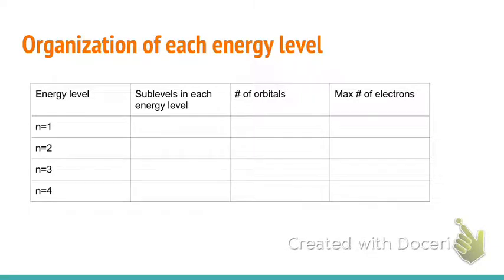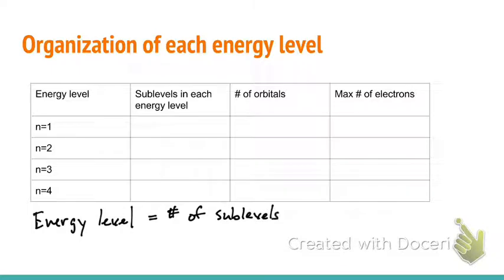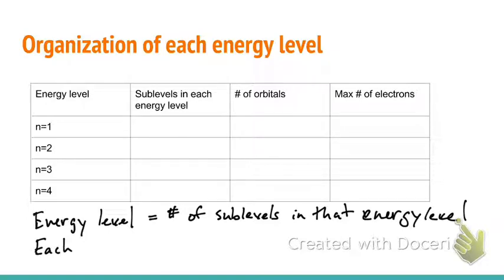Okay, so let's fill this in. But before we do, there are some rules we need to know. The first is that the energy level equals the number of sublevels in that energy level. And the second rule is that in each orbital you can fit a maximum of 2 electrons.